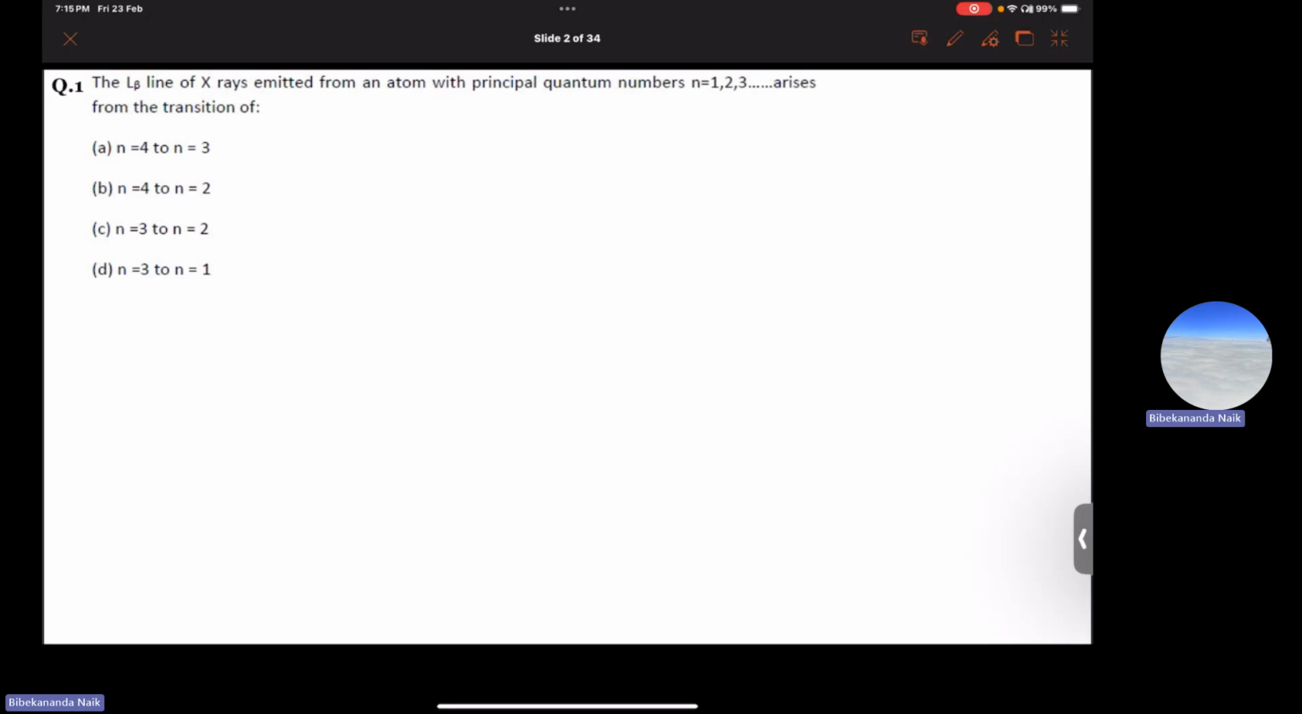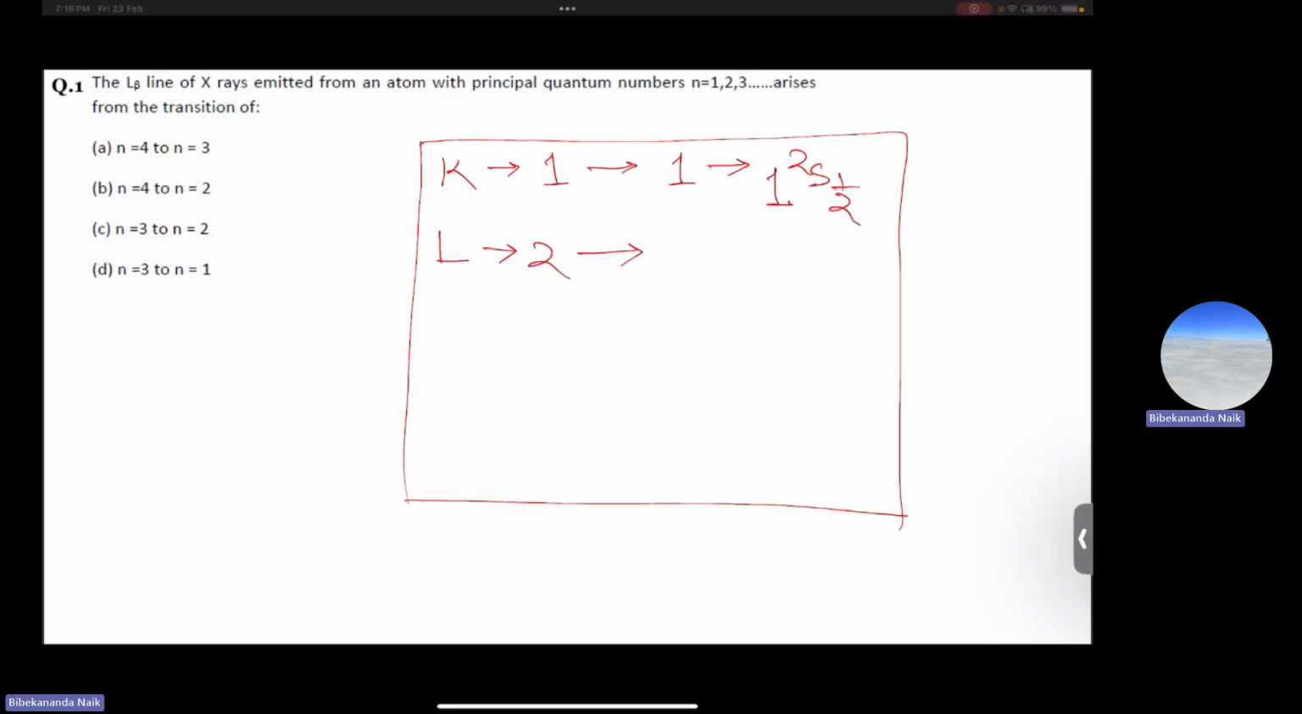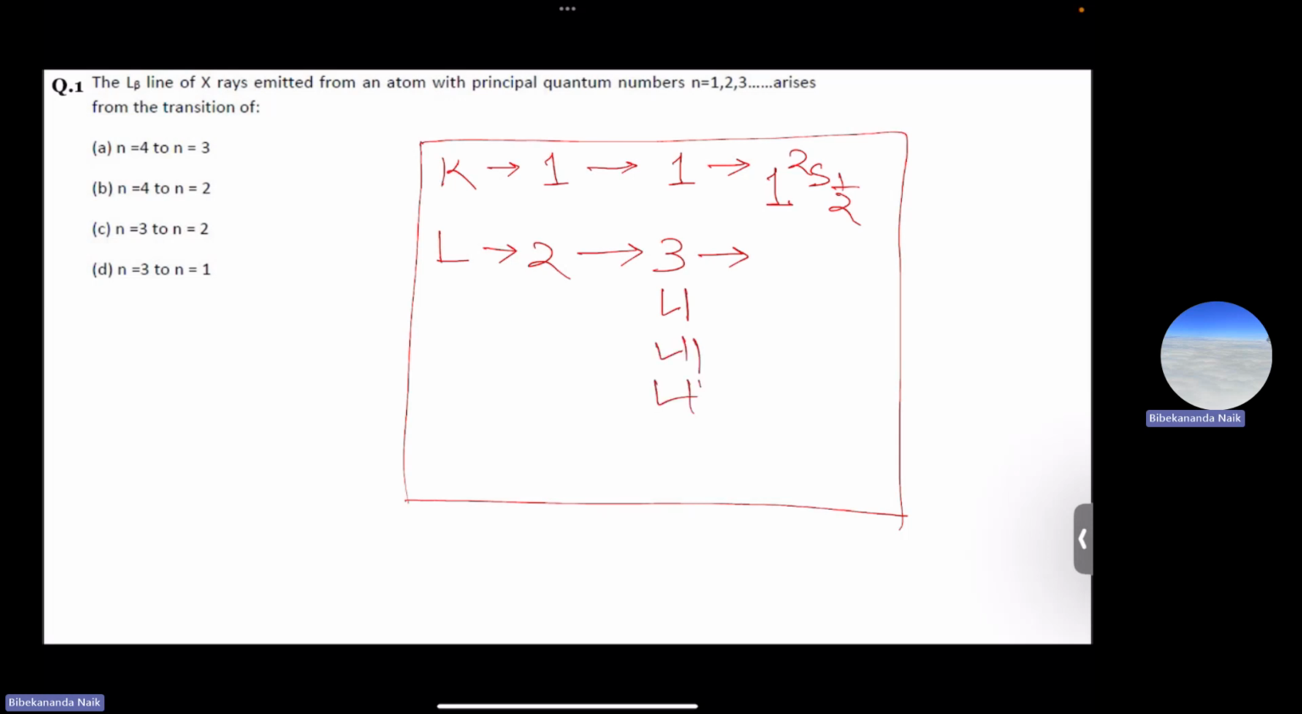Let's consider different energy levels and different end states. If you make a table, suppose this is the K shell. For the K shell, n is 1, the multiplicity is 1, and this is 1s 1/2. Here 1 is n. Then for the L shell, n is 2. The L shell has three components, multiplicity 3, so these three are L1, L2, L3.